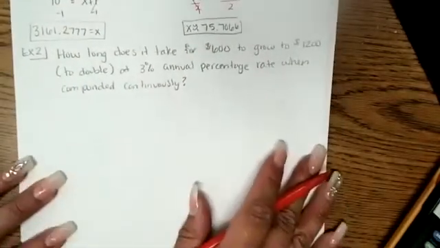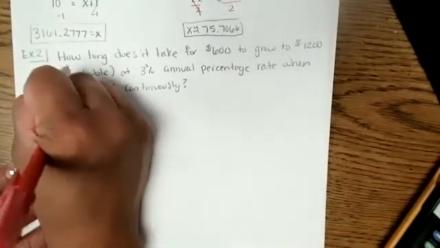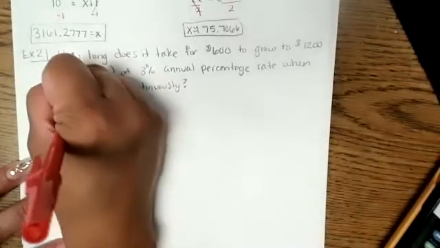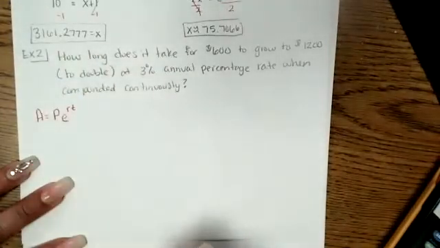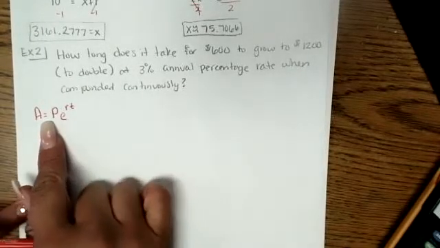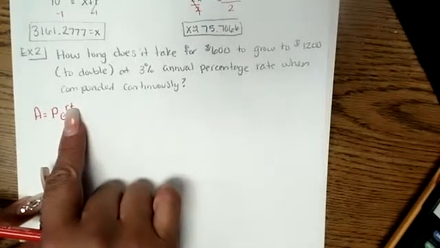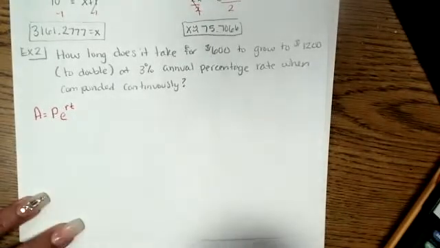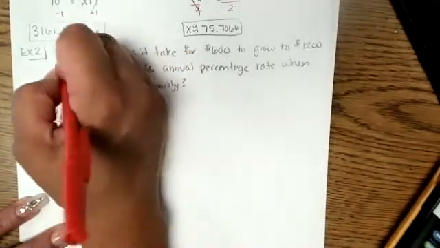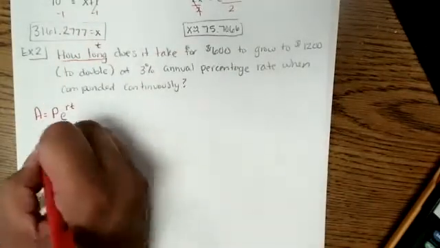Now, the general equation is A equals P e to the rt. A is equal to the principal, e is a constant number, raised to the rt. So P is going to stand for the principal, what's your initial amount. R is going to stand for your rate, and t is going to stand for your time. So right here it says how long. So right there, it's asking you for what is the t value. So t, I don't know.